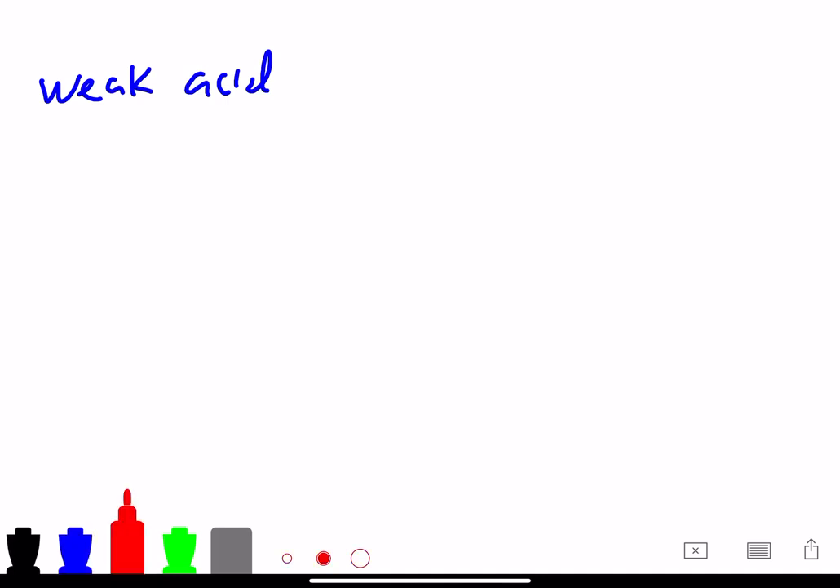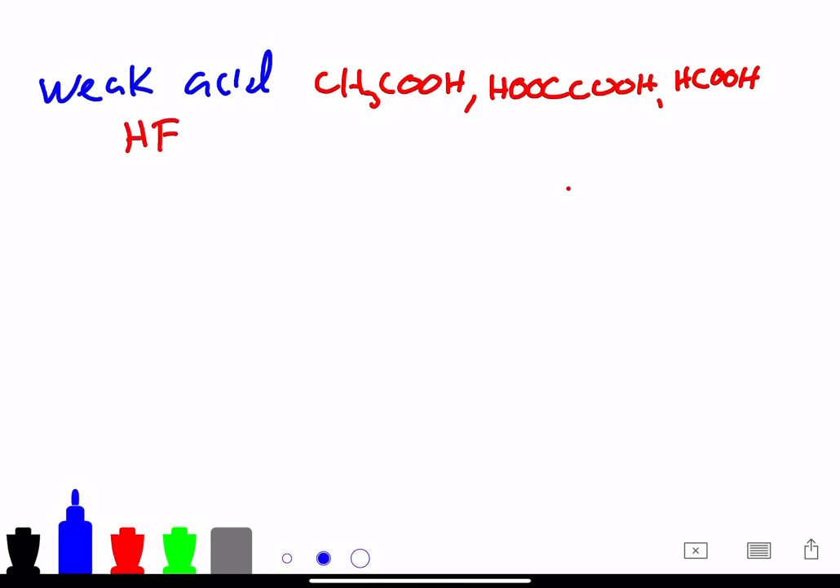So examples of weak acids include acetic acid, CH3COOH, which is your vinegar. We have HOOCCOOH. This is called oxalic acid. Then we have formic acid, HCOOH. Then there's lactic acid, there's citric acid. Another weak acid is HF. Now this one is interesting because just because it is a weak acid does not mean it is benign. This acid is highly, highly caustic. In the movies, when they want to dissolve bodies in acid to cover up for the crime, this is what they're using here, HF. Very, very dangerous, even though it is considered a weak acid.